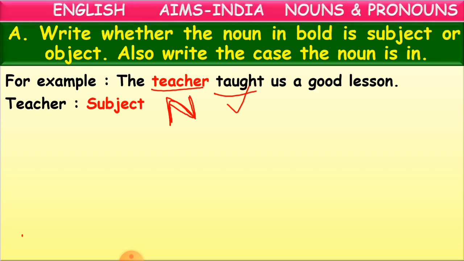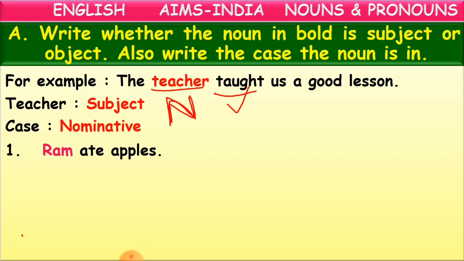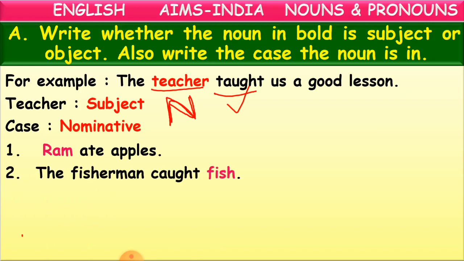We'll go to another sentence: Ram ate apples. What is the verb here, children? The verb is ate. And what is the subject here? It is Ram. So what case does it become? It again becomes the nominative case. Why? Because the noun is the subject here.